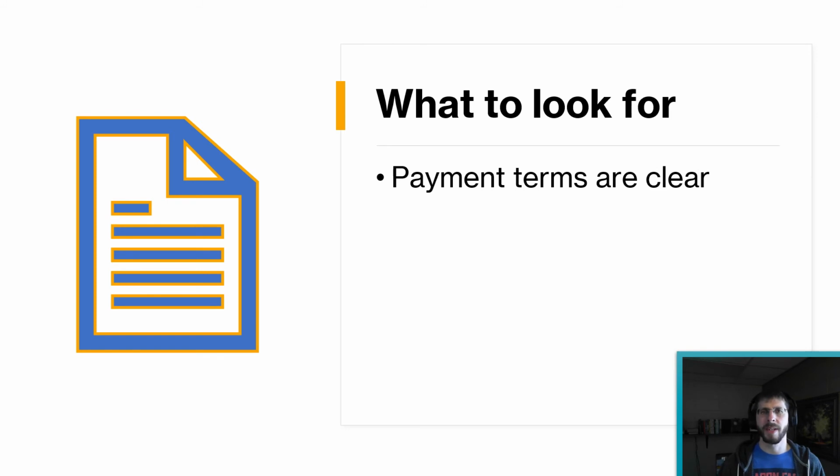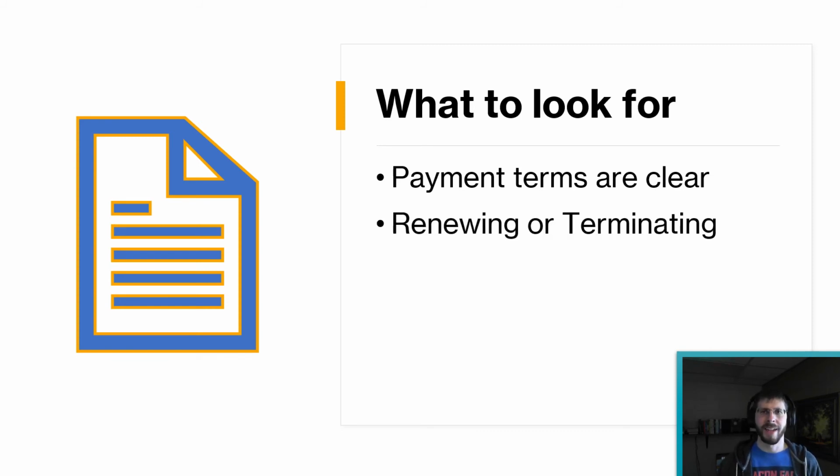First of all, are the payment terms clear? You should be able to tell exactly how much is owed and when it is owed. So that's important. There should be the terms on how it's renewed, or you can terminate it. So can you terminate the contract early, or does it automatically renew, or if we want it to renew, how do we renew it? So hopefully those are clearly in there.